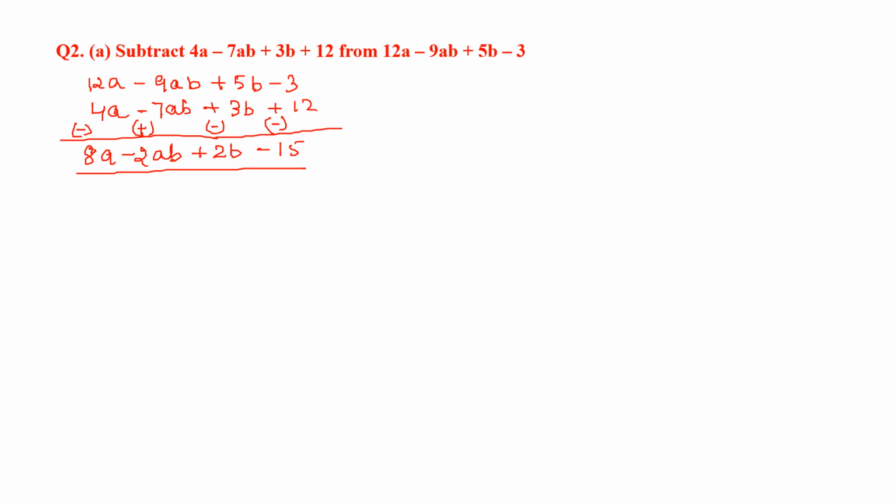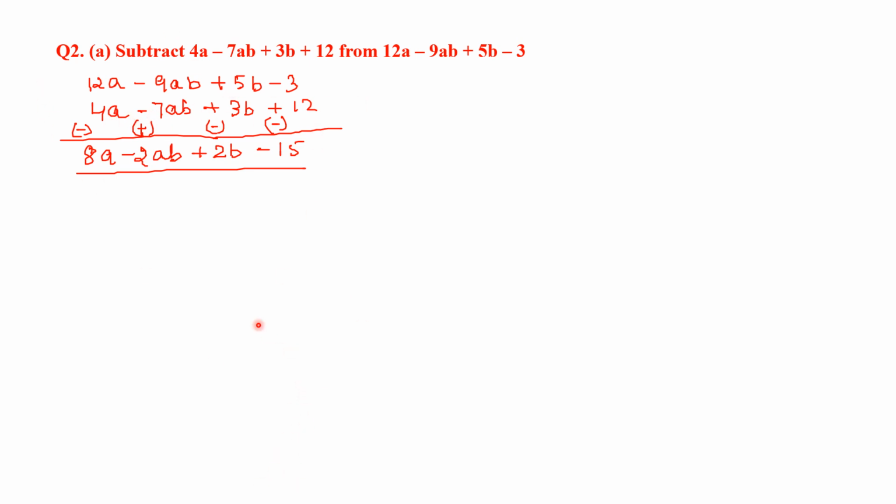If you can see, when you are doing the column method, you can do it easily. You just have to take care that like terms should fall one below the other. And if it is a subtraction, you have to change the sign of each term in the second expression, and then you have to add it.